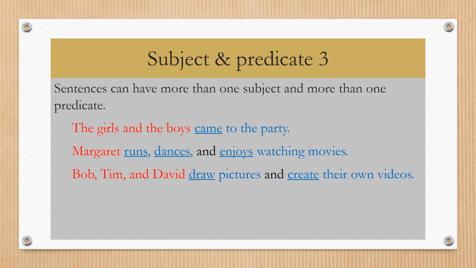In the second sentence, Margaret runs, dances, and enjoys watching movies. Here we have a single subject and a compound predicate because she does three things: runs, dances, enjoys. In the final sentence, we have a compound subject and a compound predicate. Bob, Tim, and David draw pictures and create their own videos. So in the subject, we have three people, Bob, Tim, and David. And in the predicate, they do two things, draw and create. So that has a compound subject and a compound predicate. And then there are many different combinations you can create.